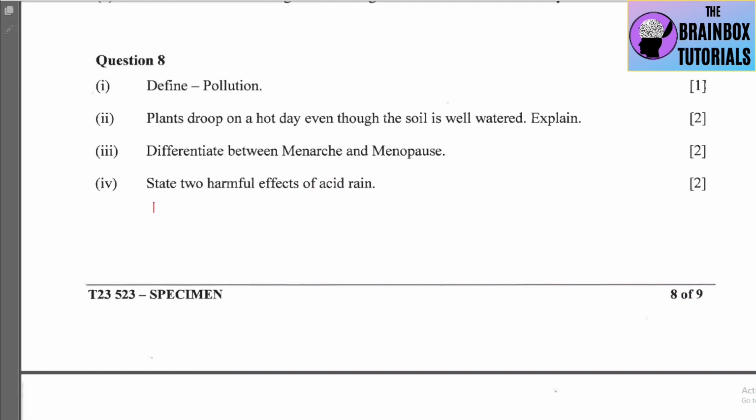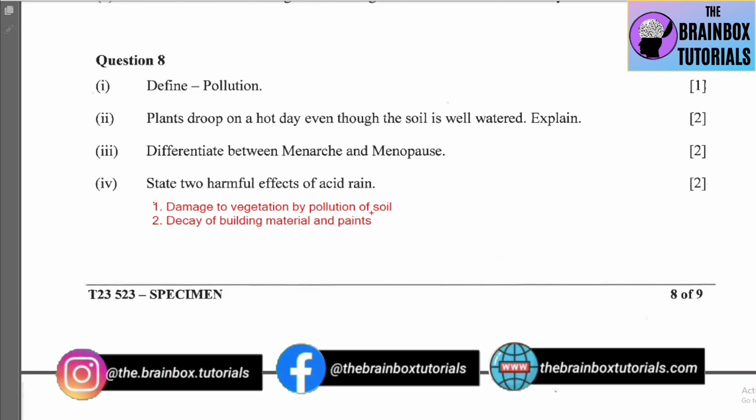Now part 4, state 2 harmful effects of acid rain. So first harmful effect will be damage to vegetation by pollution of soil, and second will be decay of building material and paints. You can also write that erosion of ancient monuments, statues, etc.